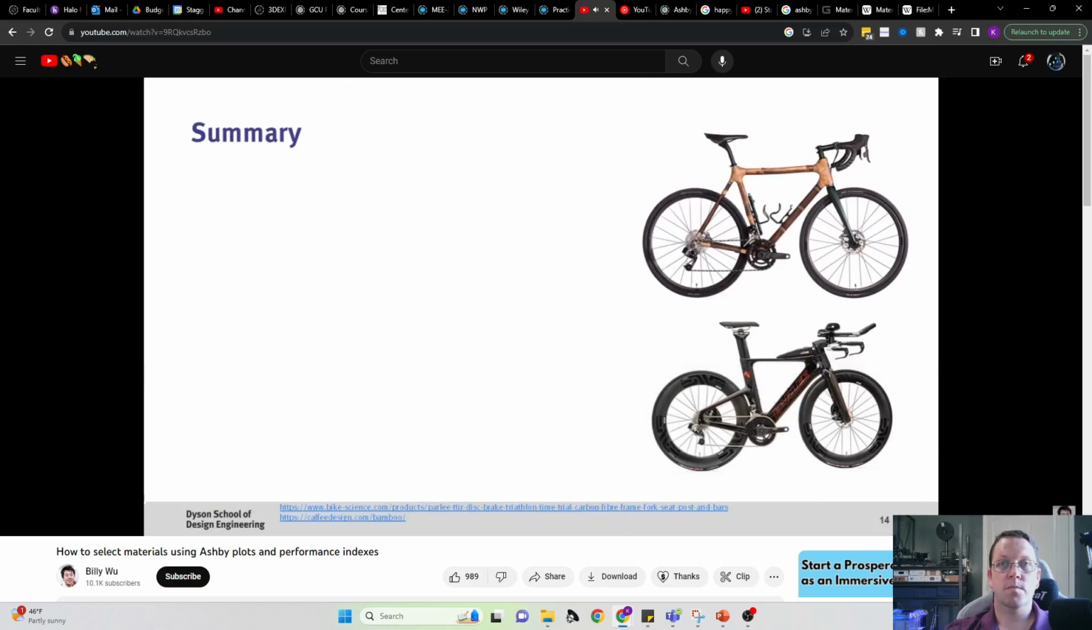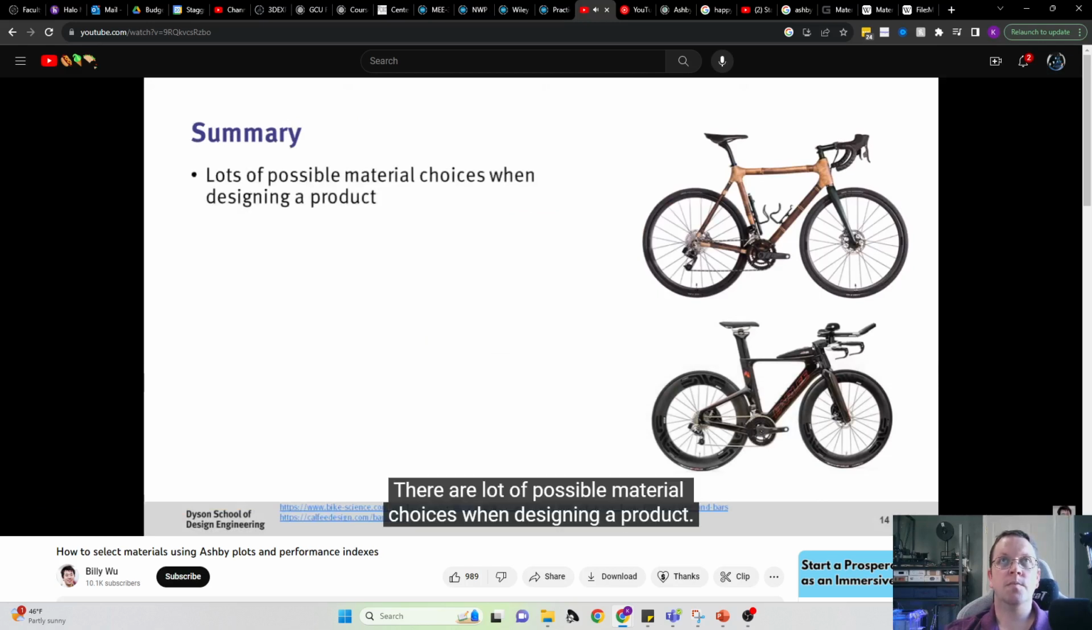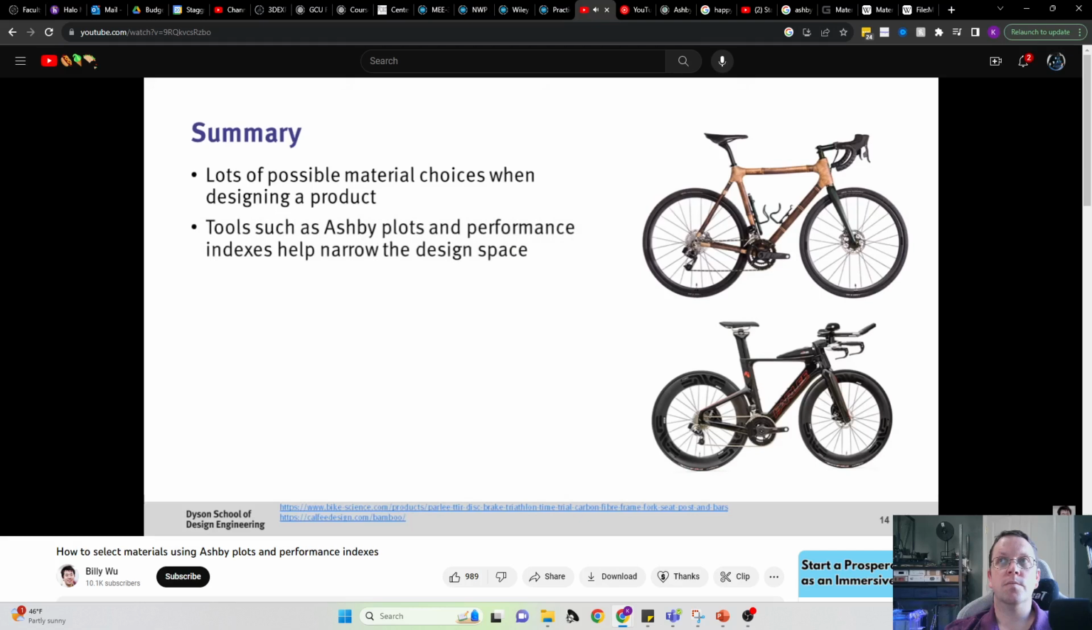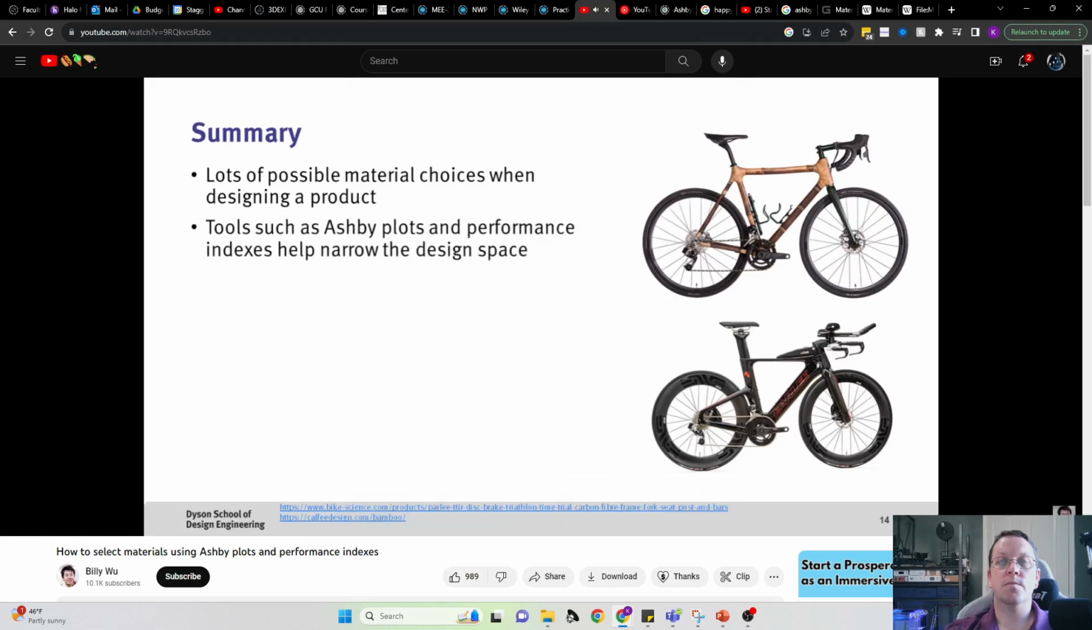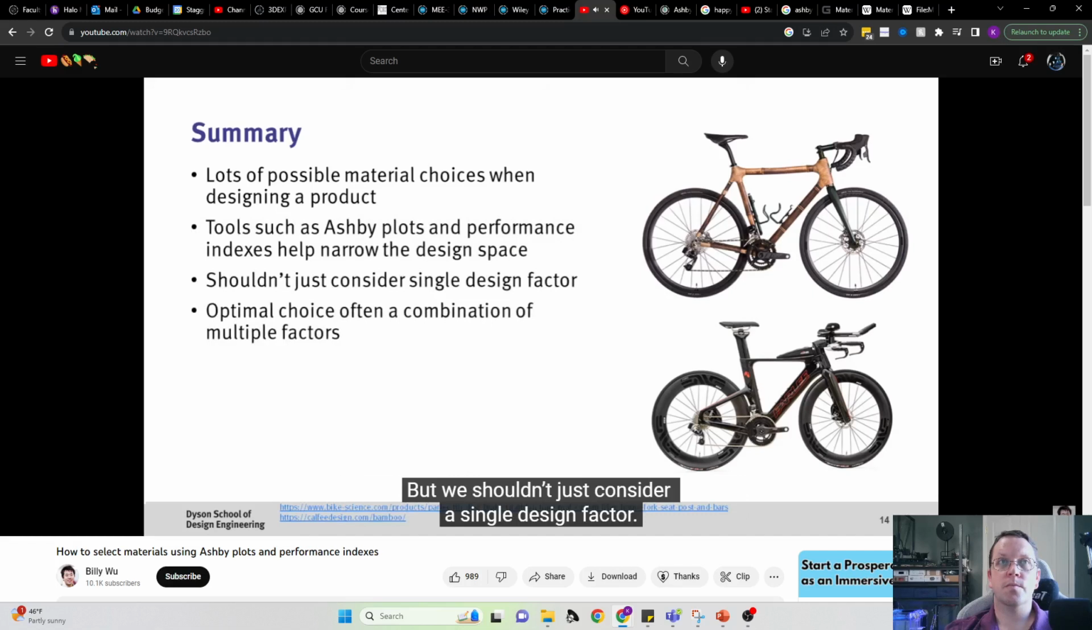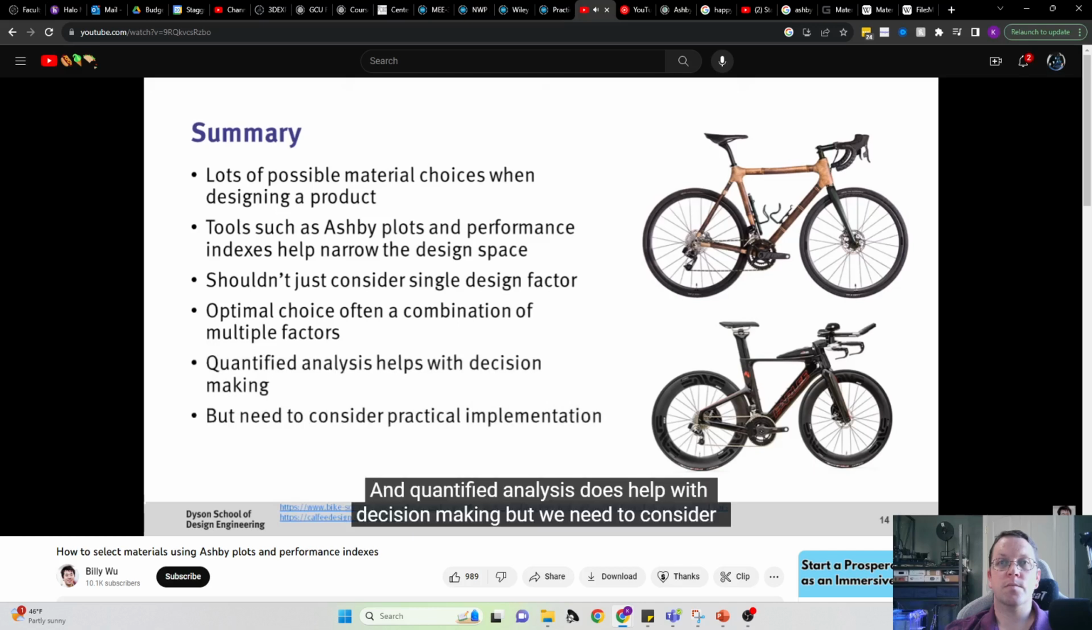So, to summarize, there are a lot of possible material choices when designing a product. Tools such as the Ashby plot and performance indices can help to narrow the design space. But we shouldn't just consider a single design factor, an optimal choice is often a combination of multiple factors. And quantified analysis does help with decision making, but we need to consider the practical implementation of our designs with key factors such as manufacturability.